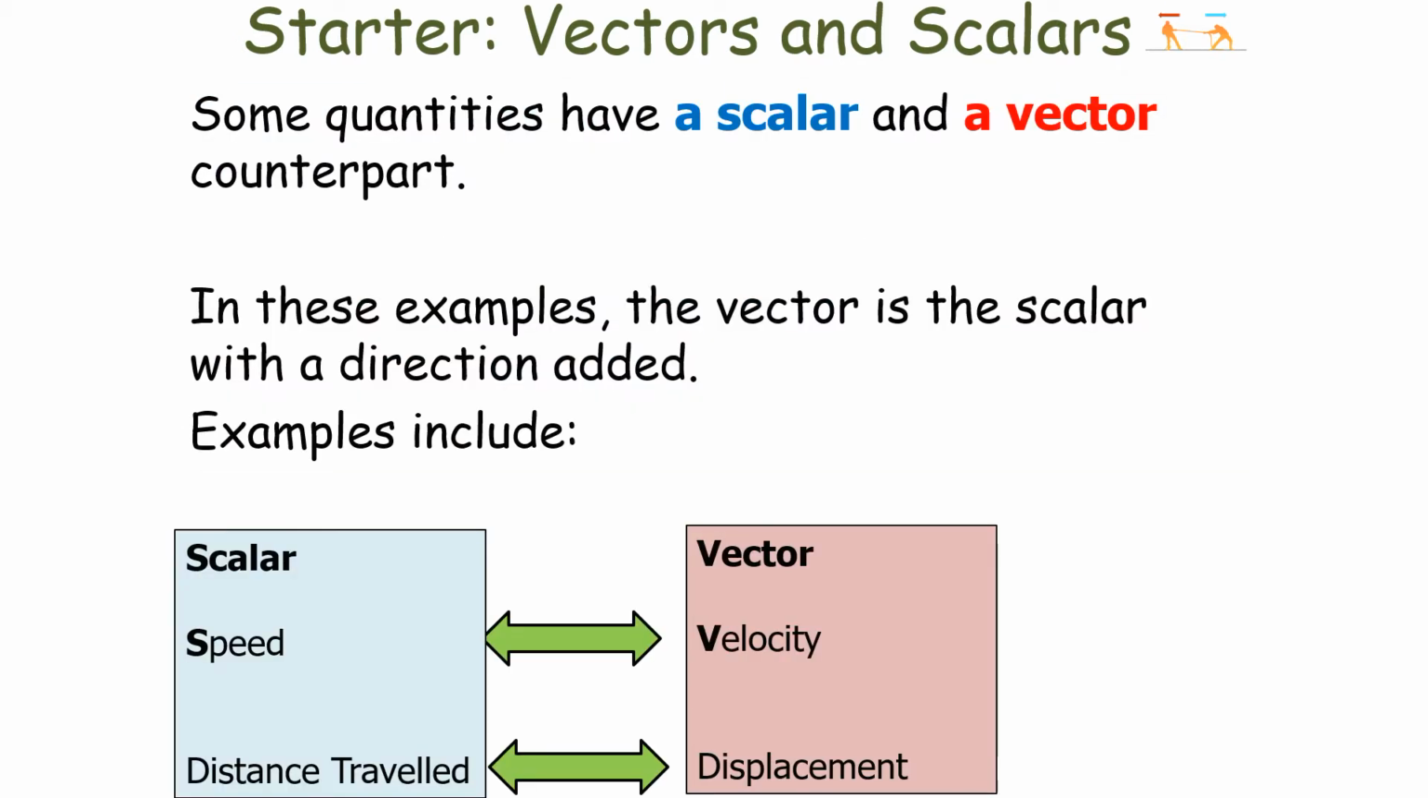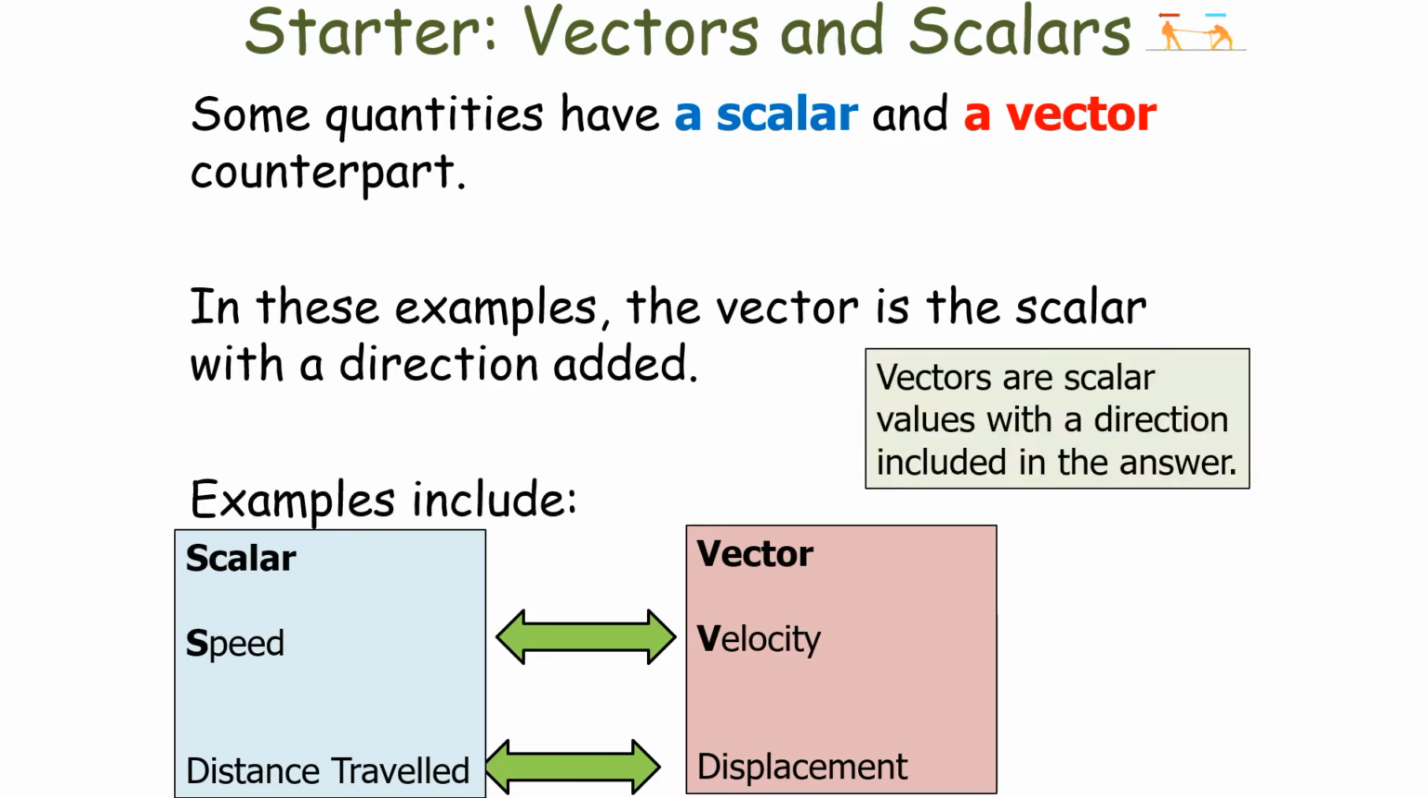Now some quantities have a scalar and vector counterpart. So in these examples, the vector is the scalar with the direction added. So for example, speed is the scalar, velocity is the vector. So velocity is speed with the direction. The scalar is the distance travelled, the vector is the displacement. So the displacement is the distance travelled in a particular direction. So vectors are scalar values with the direction included in their answer.